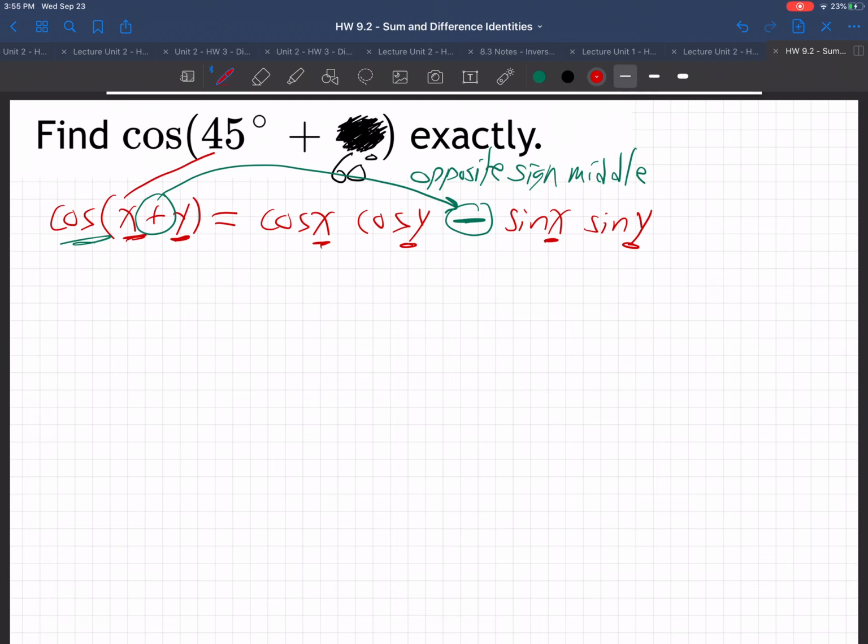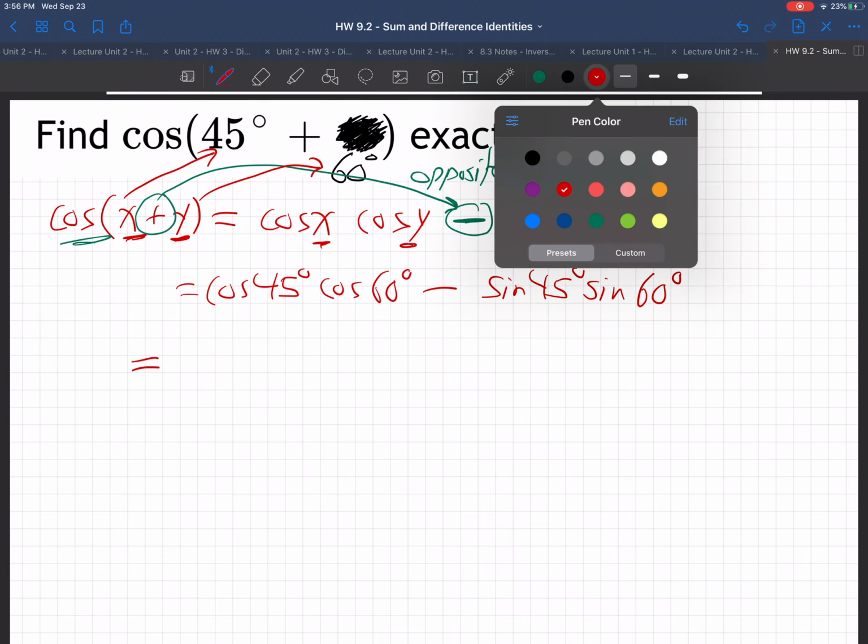So x is 45 degrees and y is 60, so this becomes cosine of 45, cosine of 60 minus sine 45, sine 60. So 45, 60, 45, 60. All right, now how do we get all these different angles? We go look them up on the unit circle.